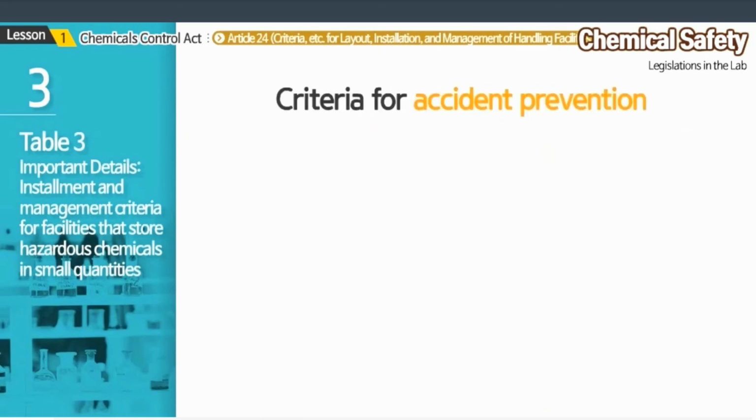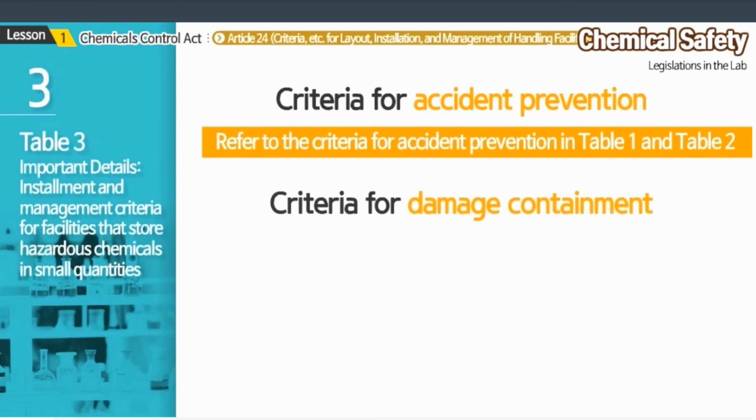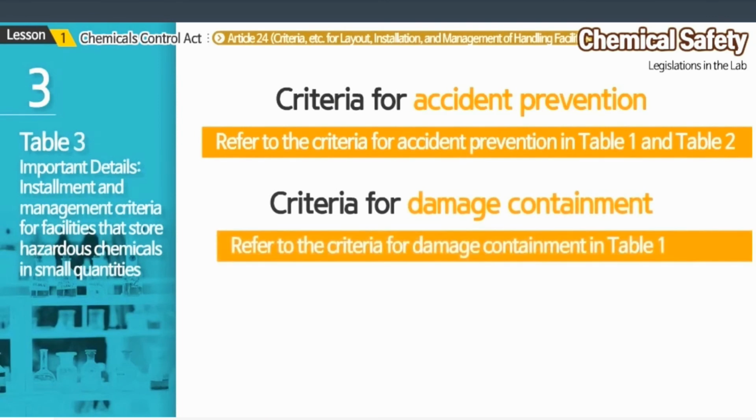Our next section deals with the criteria for accident prevention. For more details, please refer to the criteria for accident prevention in Table 1 and Table 2. Meanwhile, the criteria for damage containment is the same as the criteria for accident prevention in Table 1.